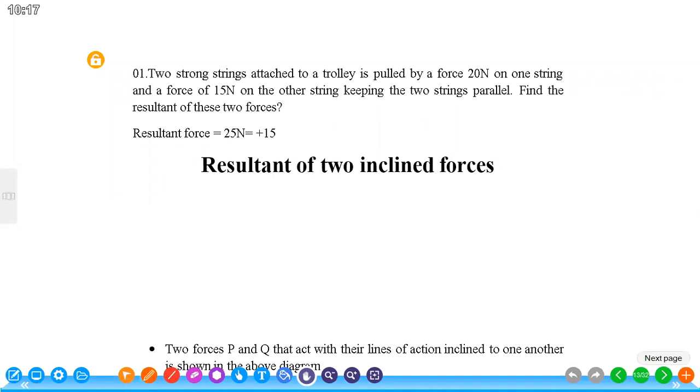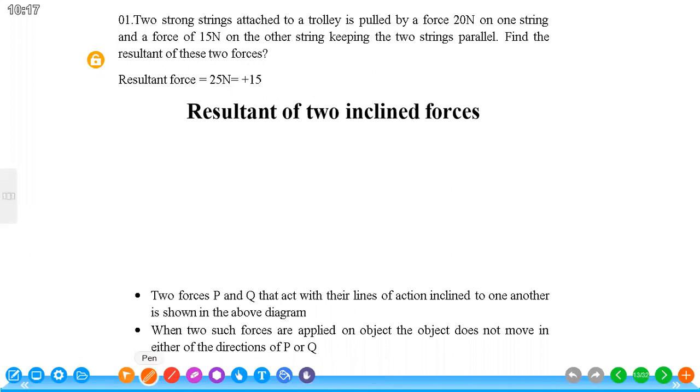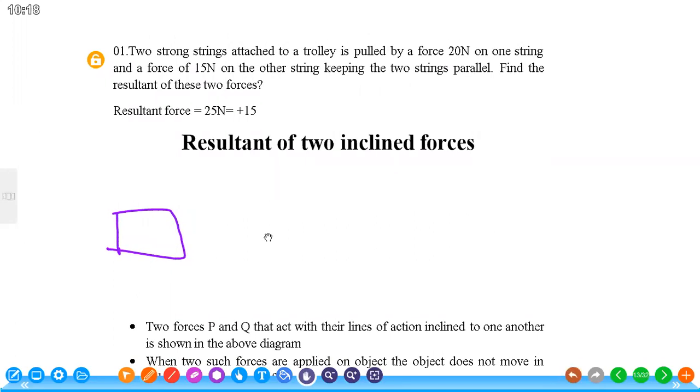Two strong strings attached to a trolley. First draw a trolley, students. Read the question. A trolley with two strong strings attached is pulled by a force of 20 Newton on one string, and on the other string a force of 15 Newton is applied.